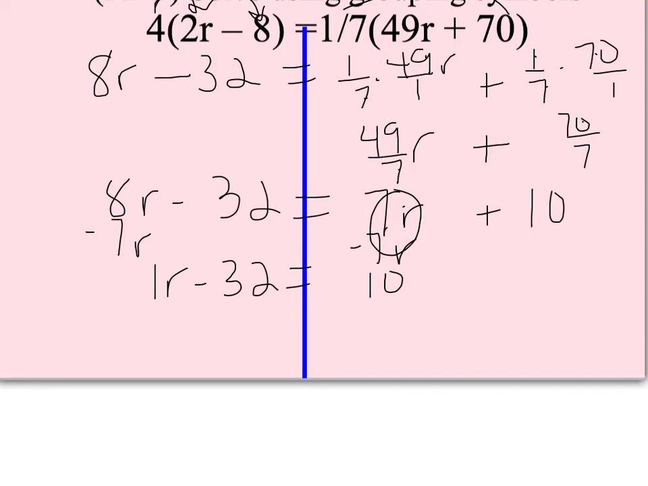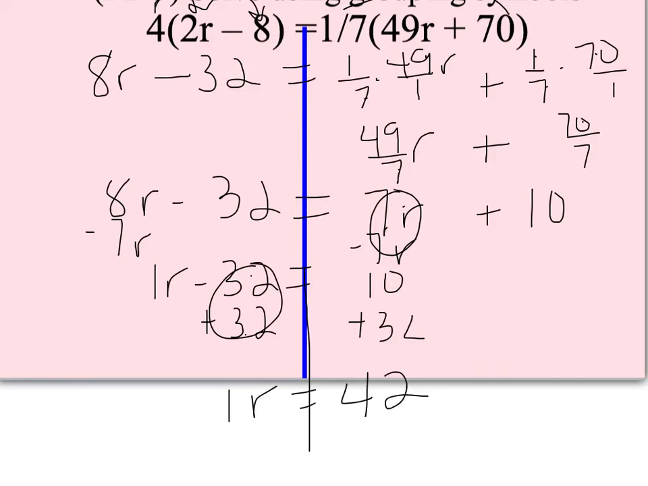Okay, so from here, I'm going to draw the line down the center. I'm going to add 32 to both sides, because minus 32 plus 32 is 0. And I have 1r is equal to 42. Just remember that you can write it as 1r equals 42 or just r equals 42. It's the same thing. Okay?